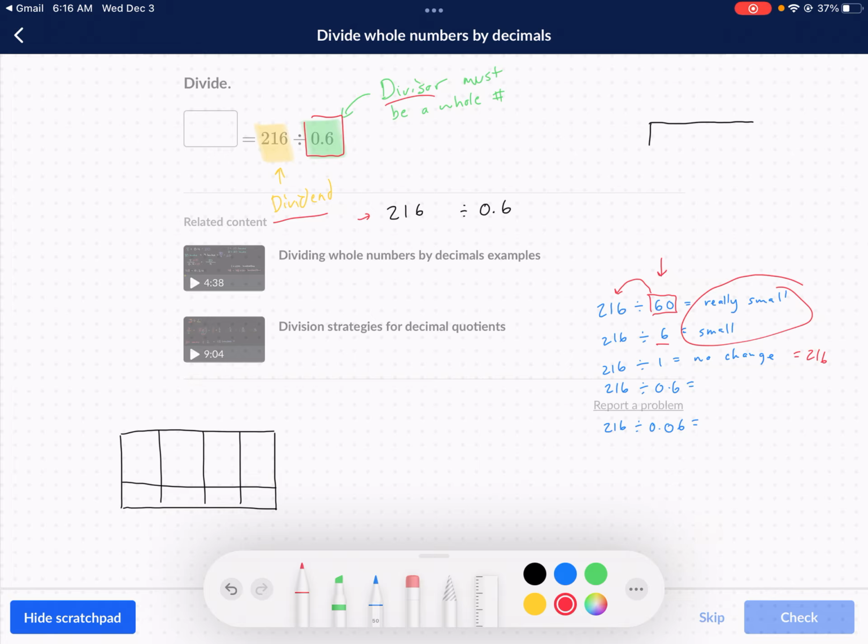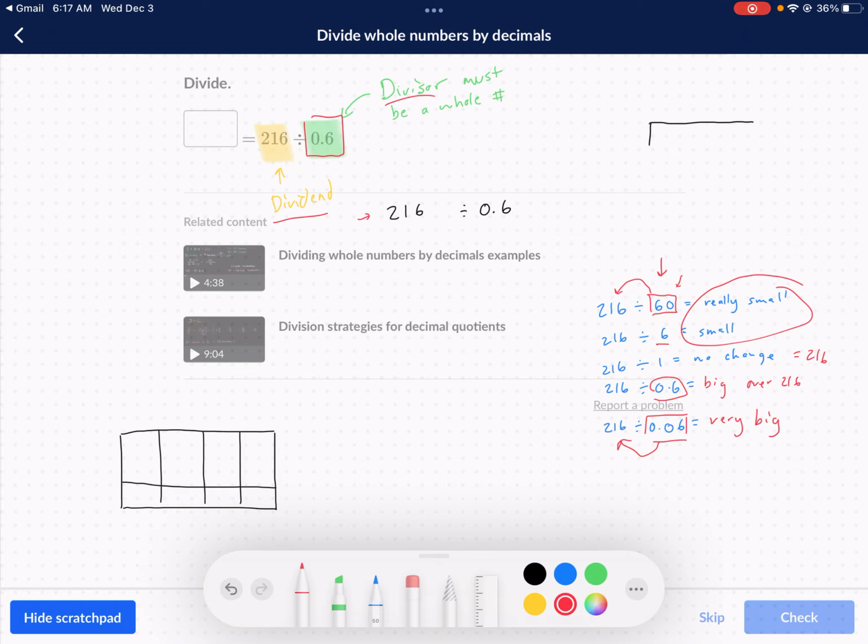Now, what happens if I divide by a number smaller than 1? You see the pattern here, right? The larger the number we're dividing by, the smaller the result gets. But as that number gets smaller, the result gets less small. What happens if we have it less than 1 then? Well, we're going to get a big number. It's actually going to increase. It's going to be over 216. And if we divide by 0.06, this just means how many of these smaller groups of 0.06 can I fit into 216? Well, a lot. So this is going to be very big. And that's how dividing by decimals works. The smaller the decimal, the larger the number will become.